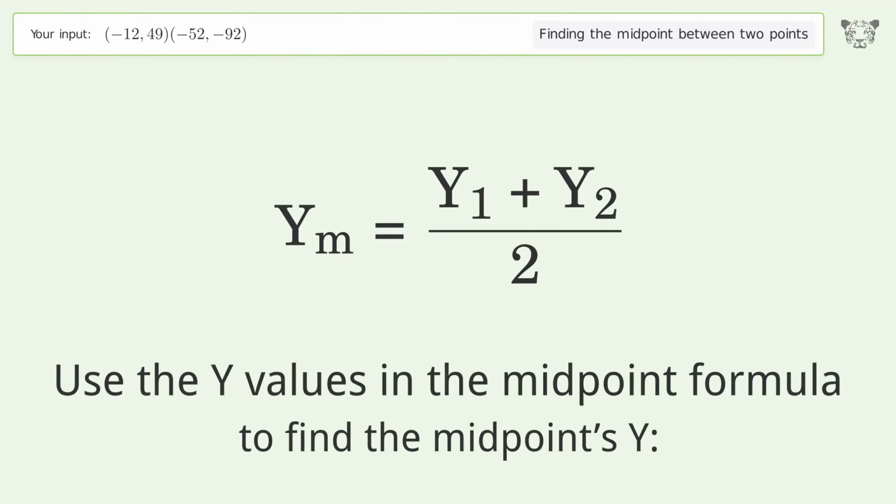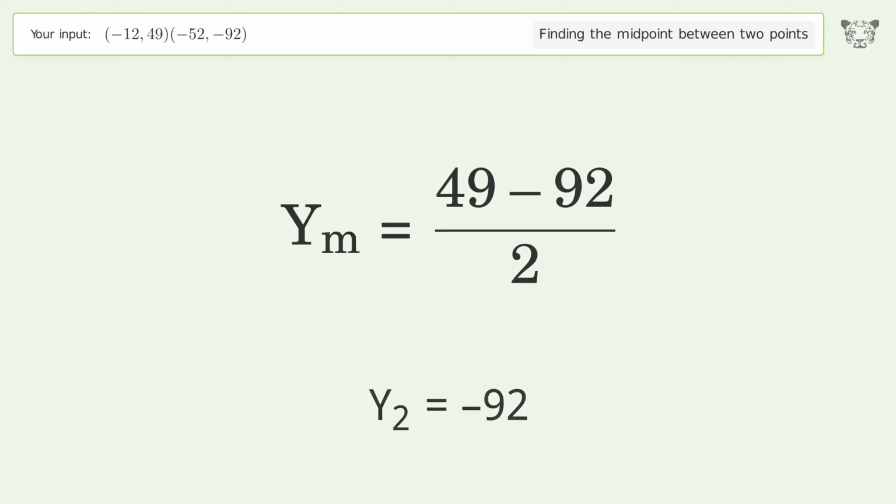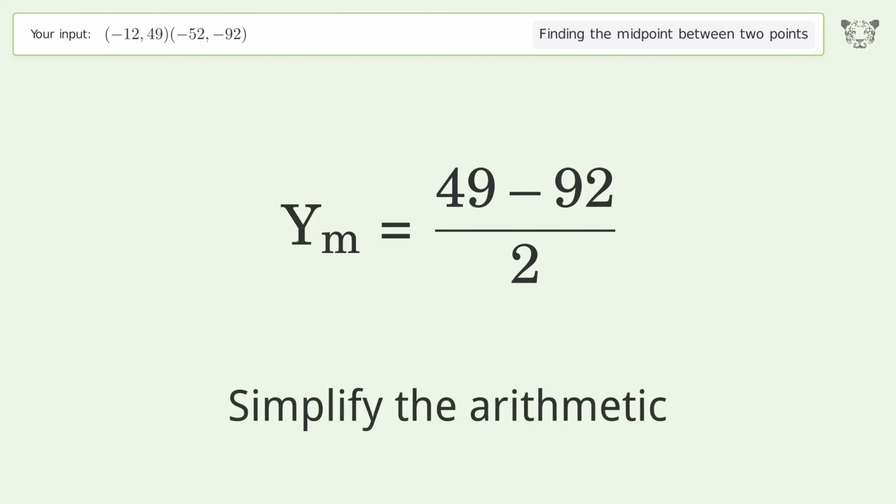Use the y values in the midpoint formula to find the midpoint's y. y1 equals 49. y2 equals -92. Simplify the arithmetic.